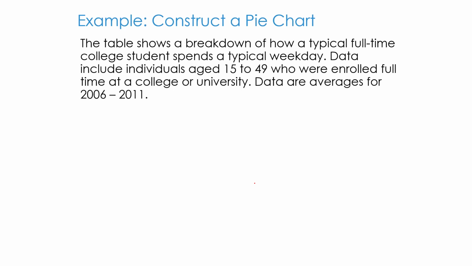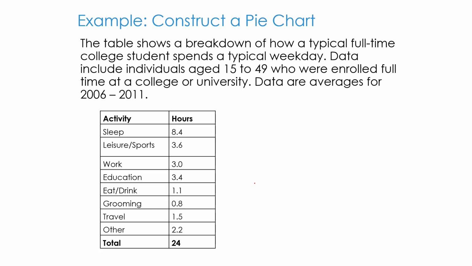Example, construct a pie chart. The table shows the breakdown of how a typical full-time college student spends a typical weekday. Data includes individuals aged 15 to 49 who were enrolled full-time at a college or university. The data are averages for 2006 to 2011. Okay.